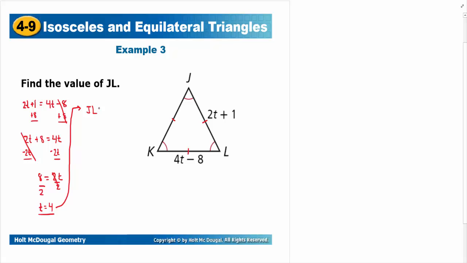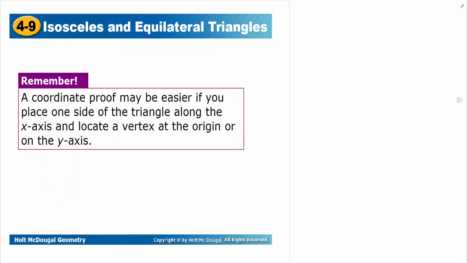So if I'm going to find JL, I'm going to go 2 times 4 plus 1. So that's going to give me 8 plus 1. Therefore, the side lengths, including JL, are all equal to 9. And it'd just be 9 units, because we don't know if it's inches, feet, or what it is. So you say units of measure, 9 units, whatever it is, and it would be good. Again, just using your corollary theorems.